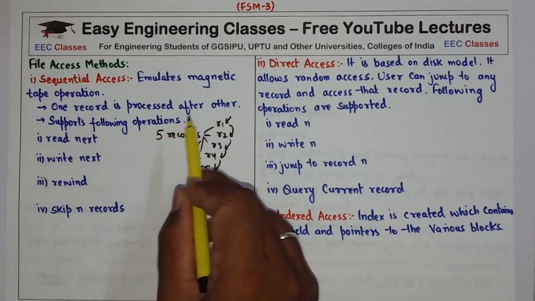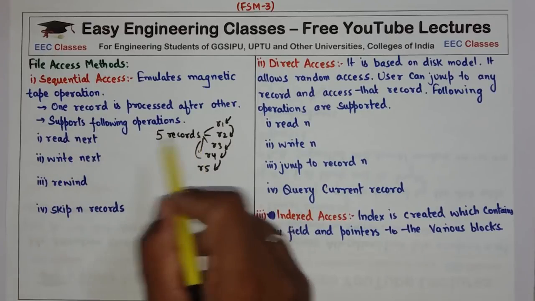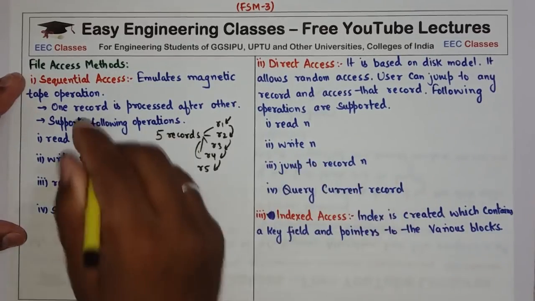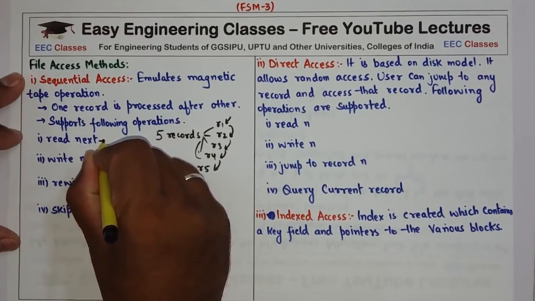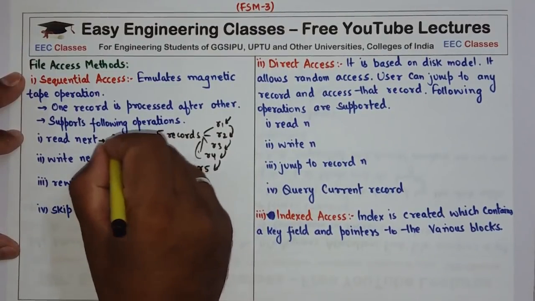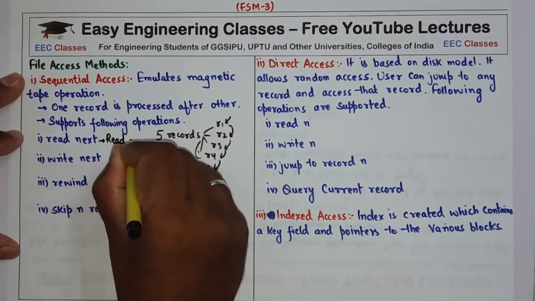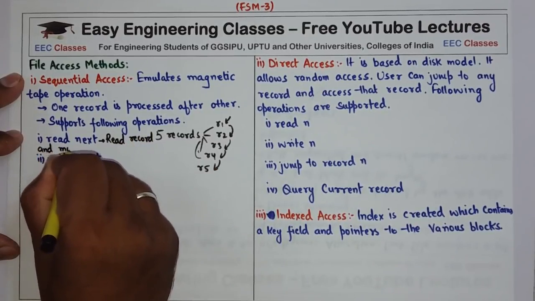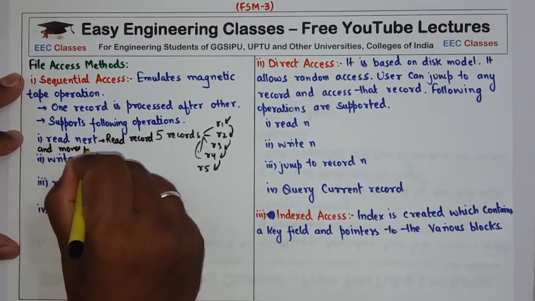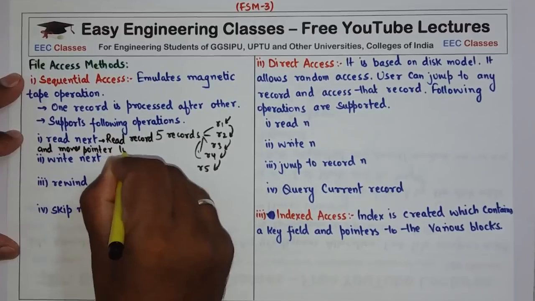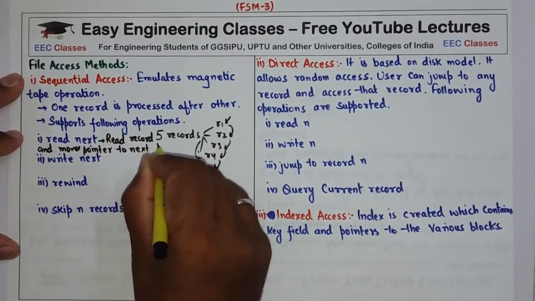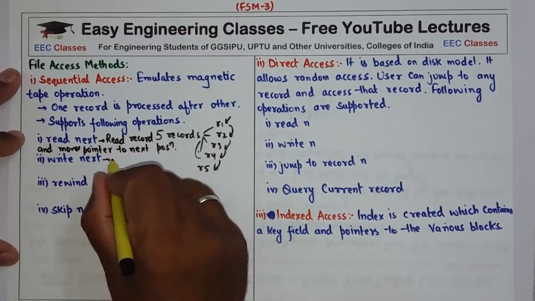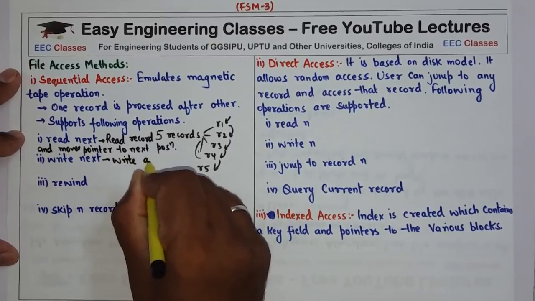Only one record is processed after other, and it supports the following operations. The first operation is read next. Read next means read a record and move the pointer to the next position. Then we have write. It is also same as read next. In this we write and advance the position.